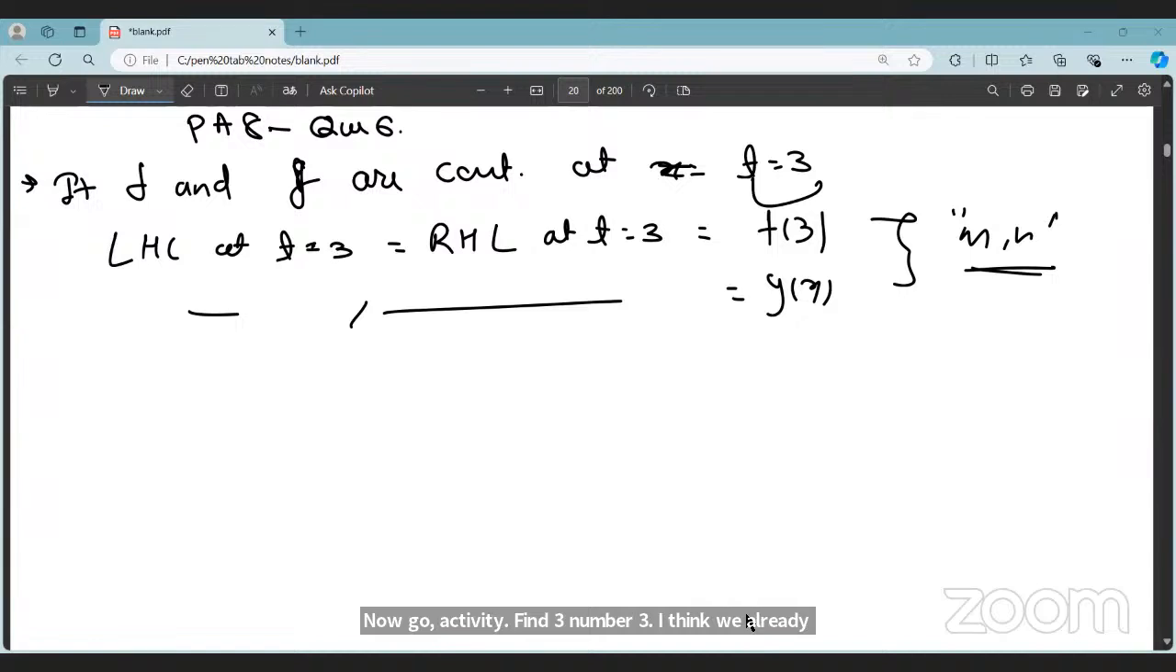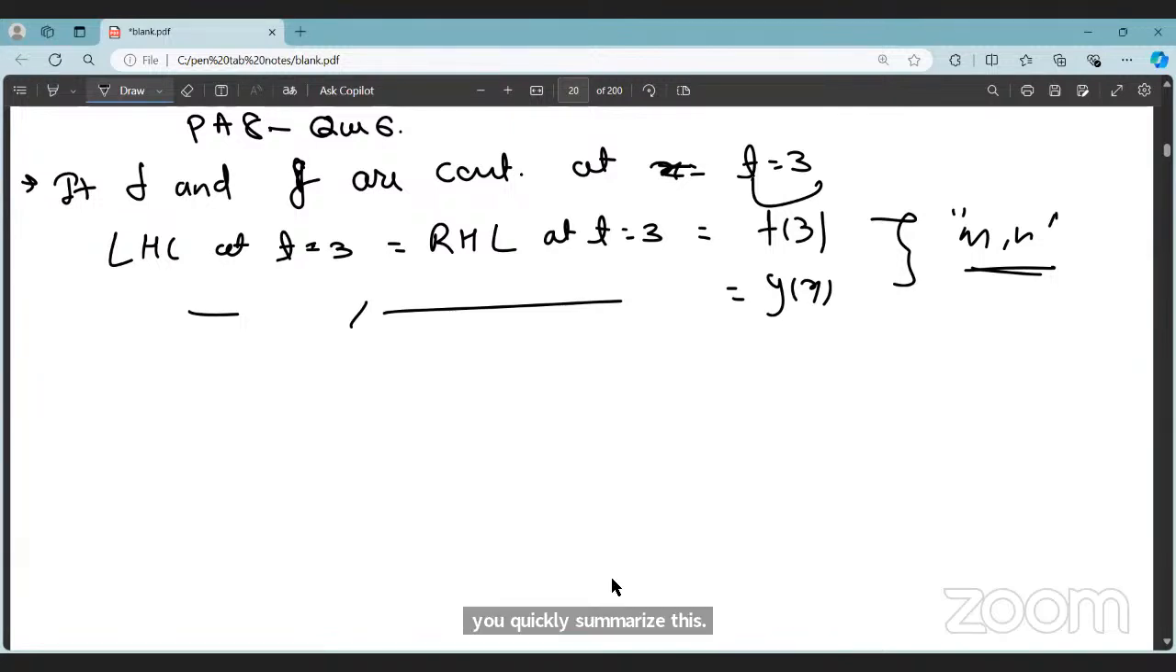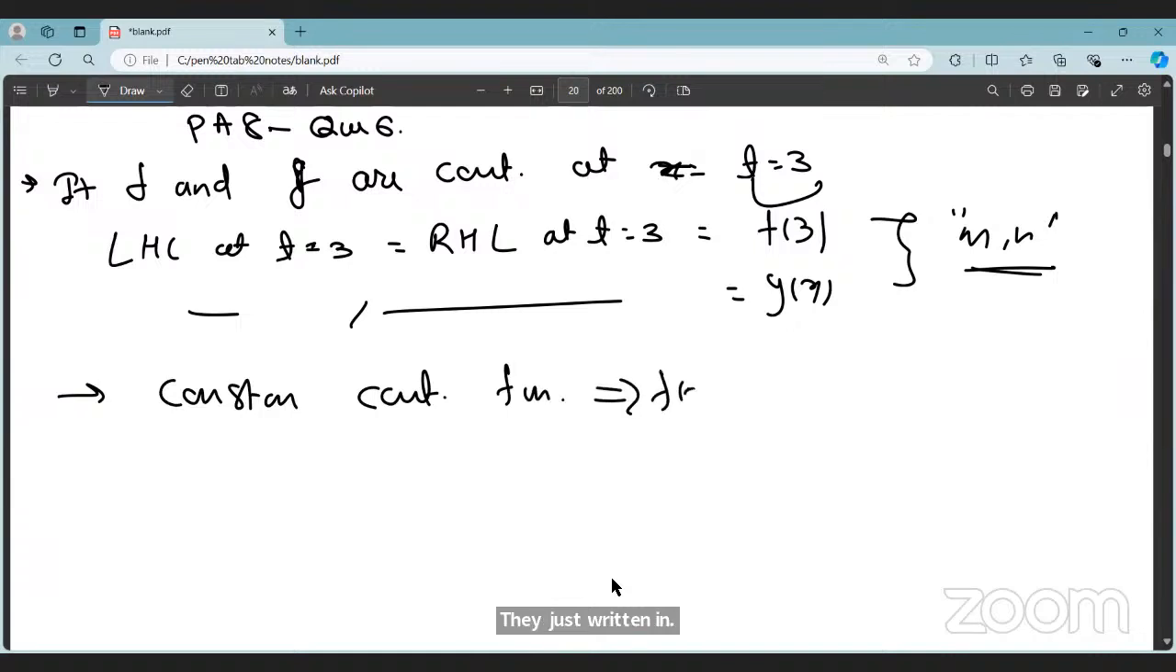Ma'am, I had a quick question if I can ask. Ma'am, I have trouble understanding constant continuous function and non-constant continuous function. Can you quickly summarize this? See, constant continuous function just means constant function. That's all, they just wrote it in a fancy way. F(x) equals c. Non-constant means non-constant.